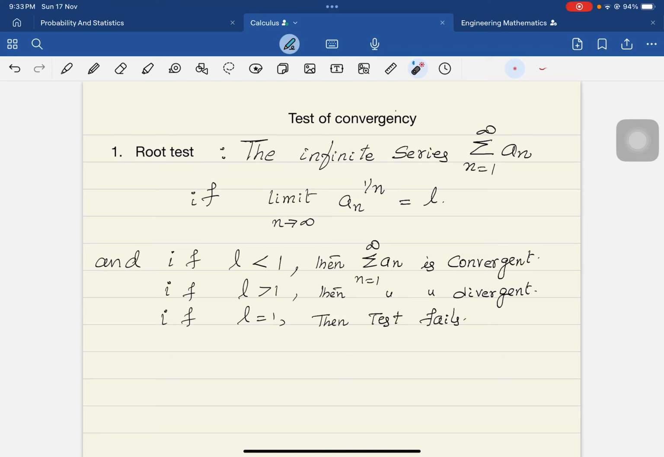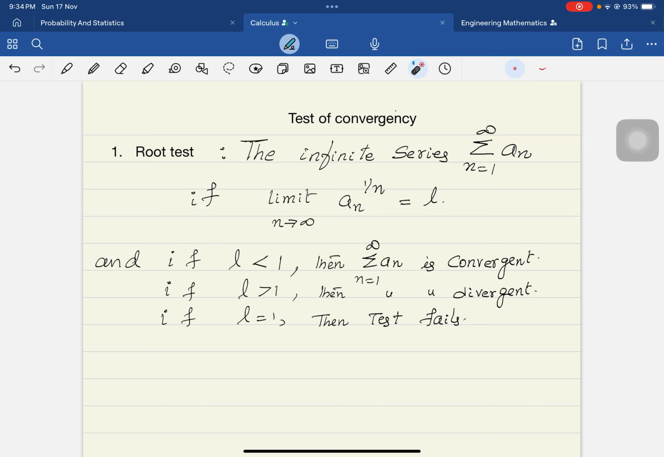In today's lecture, I am going to explain to you how to determine whether an infinite series is convergent or divergent by using three tests. The first test is the root test, the second test is the ratio test, and the third one is the integral test. Now, this root test declares that the given infinite series, whether it is convergent or divergent, depends on a criterion.